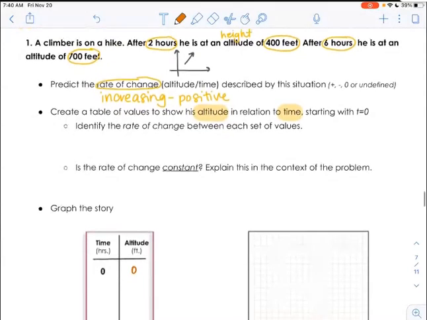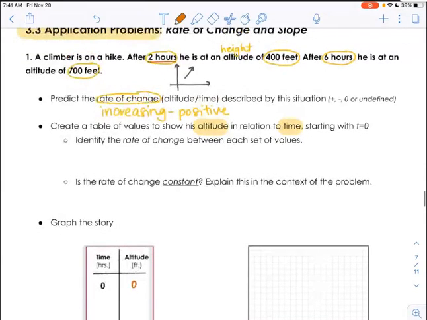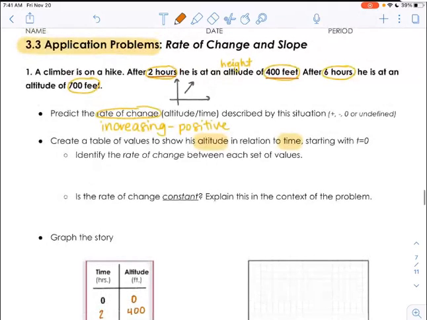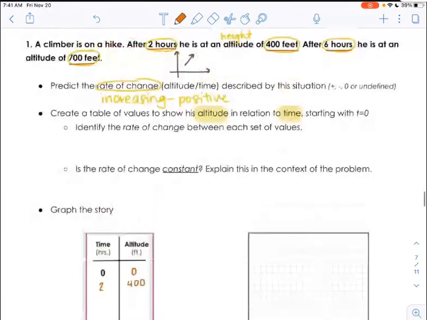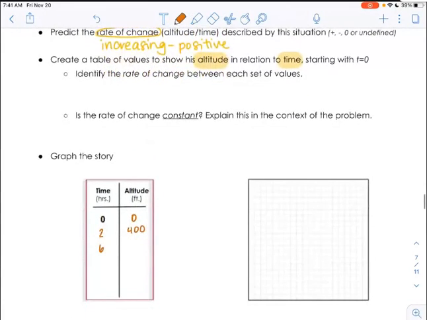Then it says time, and it's measured in hours. And what's the altitude then? So the next time that we check in is at 2 hours, and he has an altitude of 400 feet. And then after 6 hours, he has an altitude of 700 feet. So the point there is 6, 700. Great, so I just filled in my table. So I did this next part.